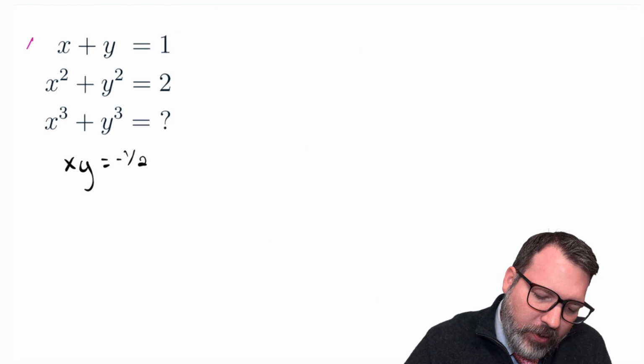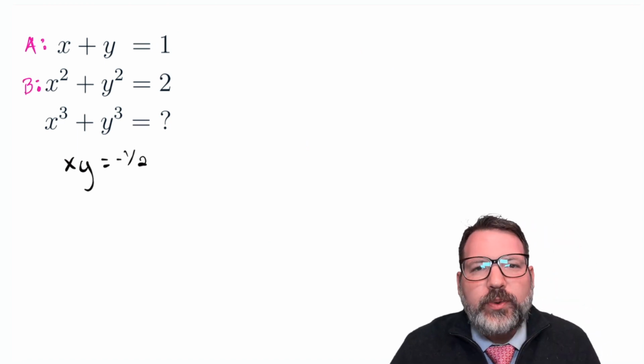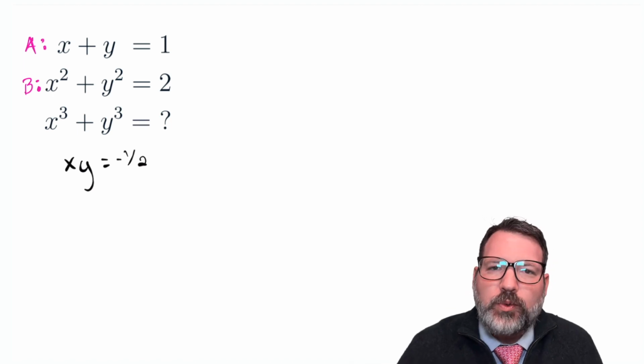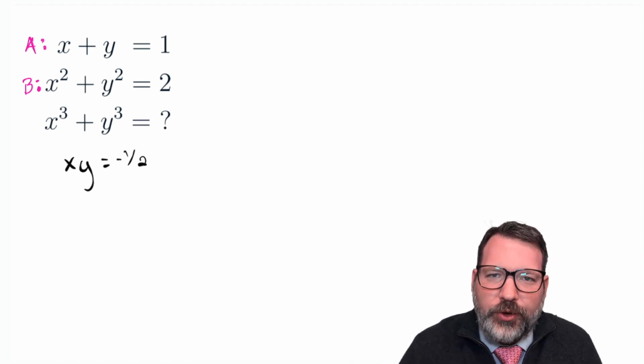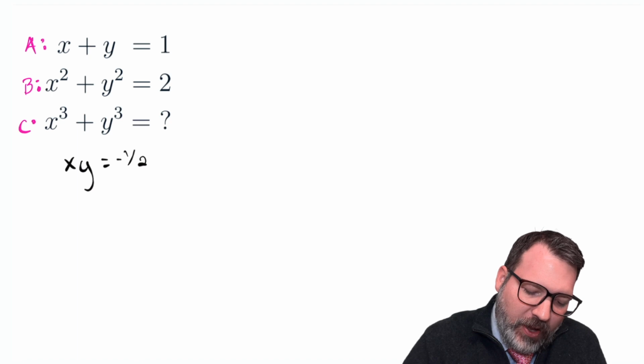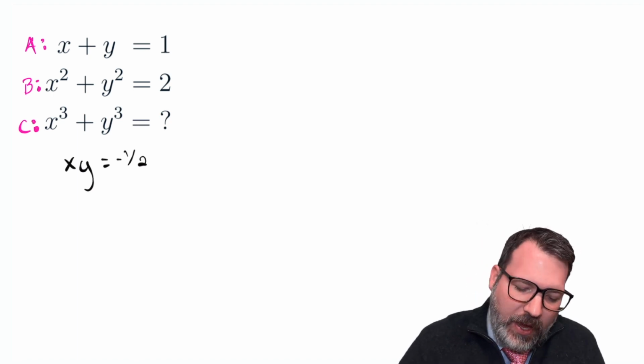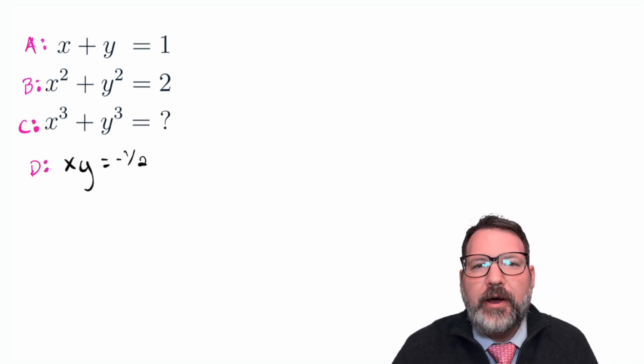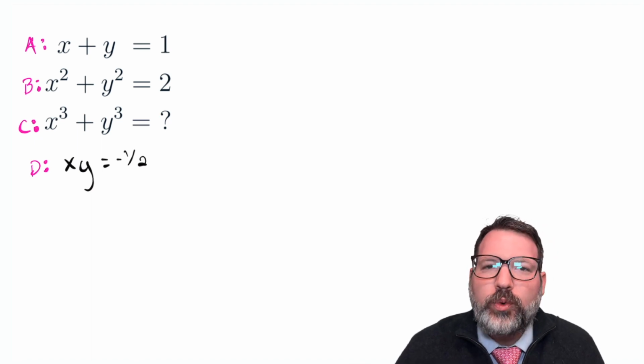In fact, let's also go ahead and label some of this information so it's easier to keep track of. The two things we were given initially, x plus y equals 1 and x squared plus y squared equals 2, we'll call A and B. The thing that we're looking for, we'll label C. And then this piece of information we just figured out, xy equals -1/2, we'll call D.